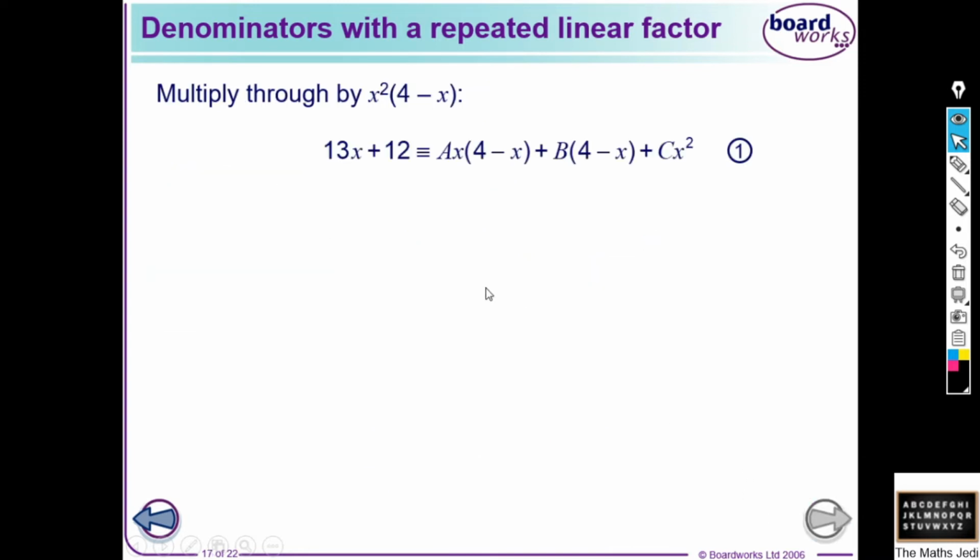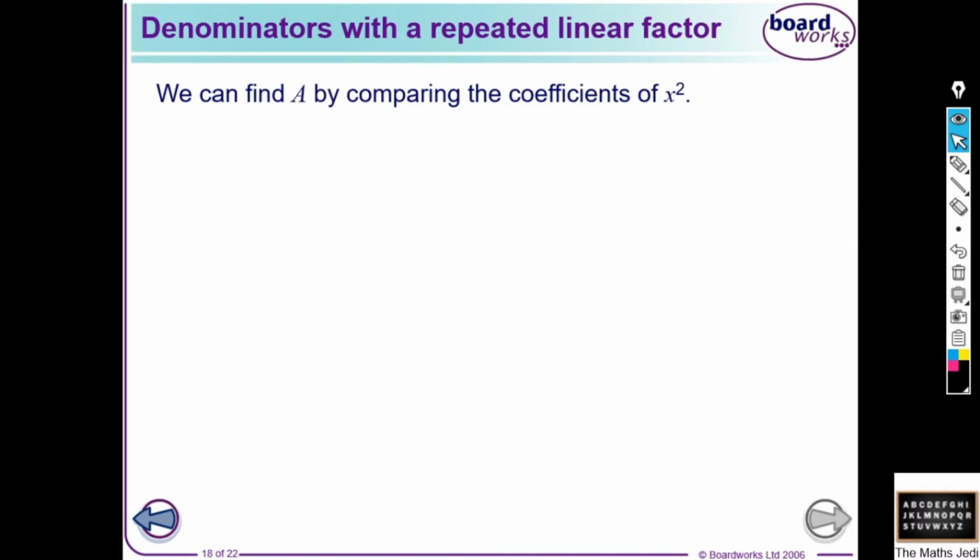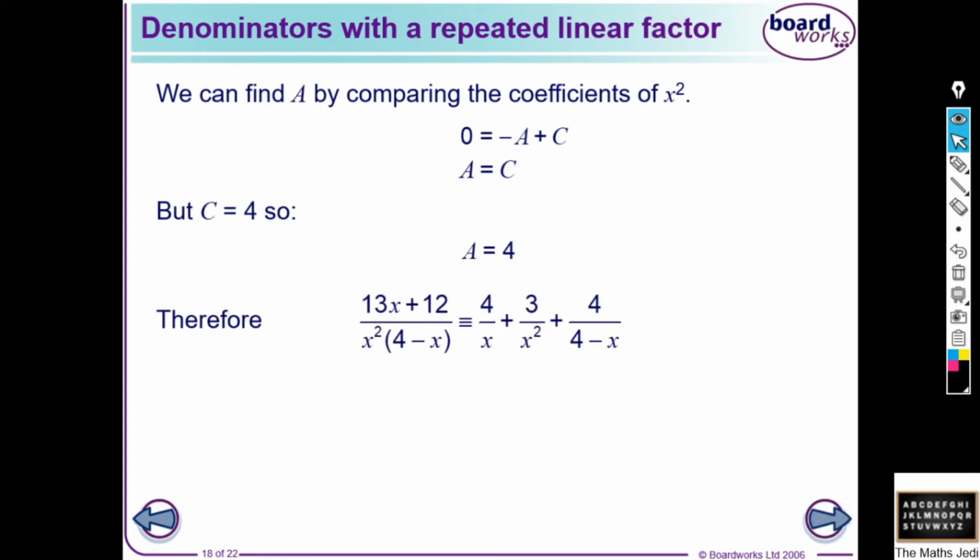In a similar way to before, they've multiplied out and equated numerators, and then they're using substitution to work out what the values are. B is 3 here, and c is 4. It's a very simple example, but we'll see plenty of these in just a second. They're going to compare coefficients to get the a and c values understood. So they're getting a is 4, and then they're writing it out partialised at the end.